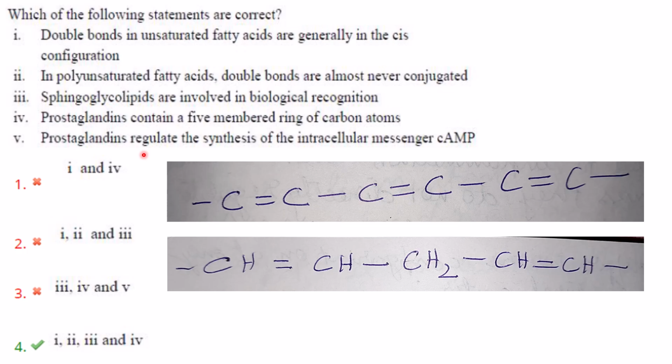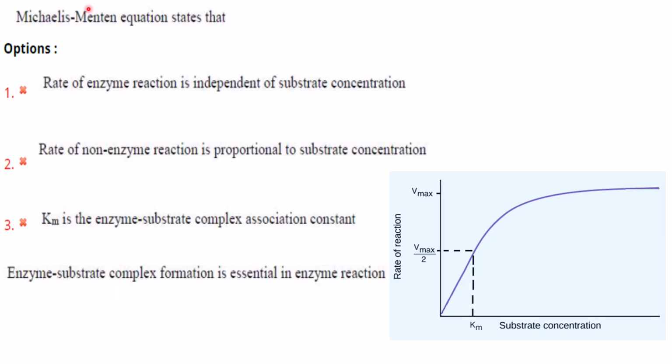Prostaglandins regulate the synthesis of intracellular messenger cAMP, which is not correct. Of course, prostaglandins are involved in signaling pathways. They are involved in inflammation and immune responses, but they do not regulate the synthesis of cAMP. cAMP is mainly associated with GPCR signaling, or G protein coupled receptors. So that is not the right answer. So 5 is wrong.